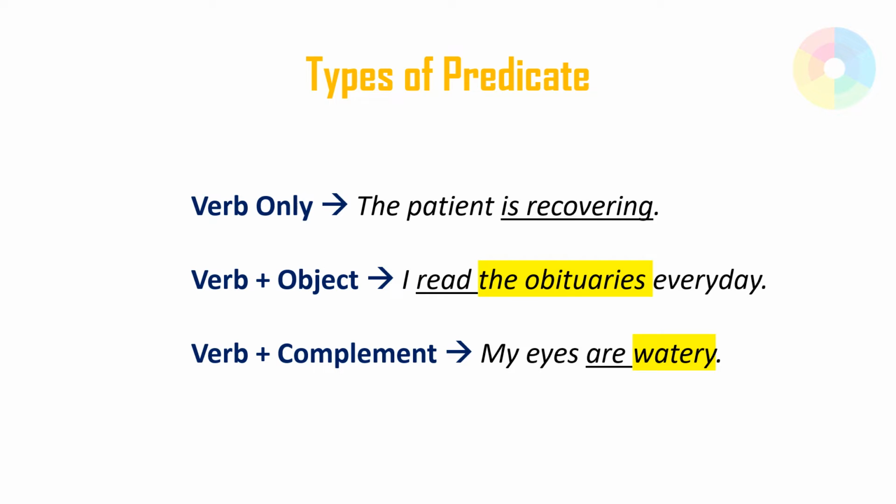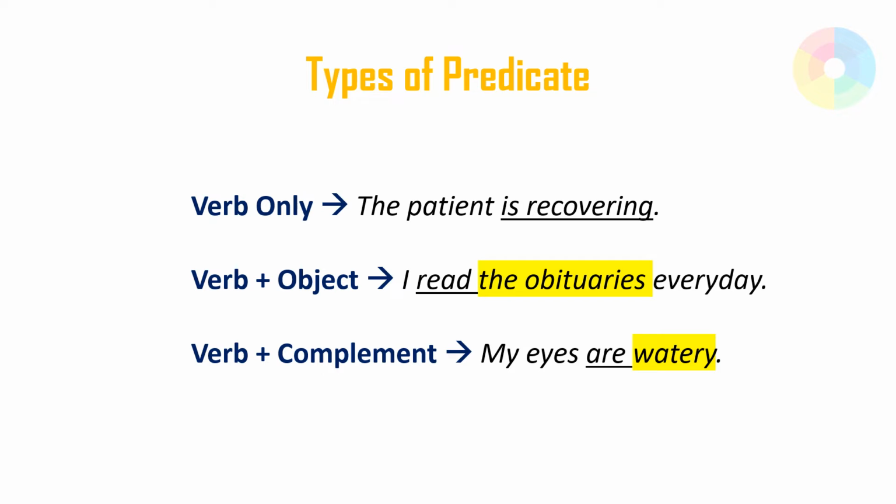So we have three basic types of predicates. The first type is the verb only. For example, the patient is recovering. So is recovering is the predicate, and it's the present continuous form of the verb. Therefore it has two parts: the verb to be, in this case is, and the present participle, or the ing form of the verb, recovering.